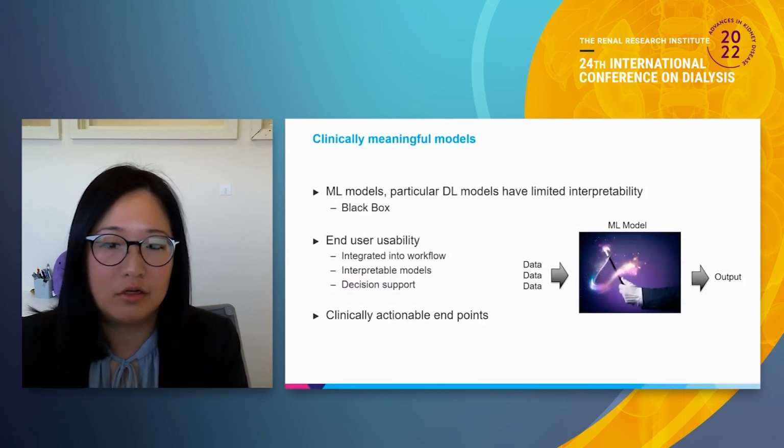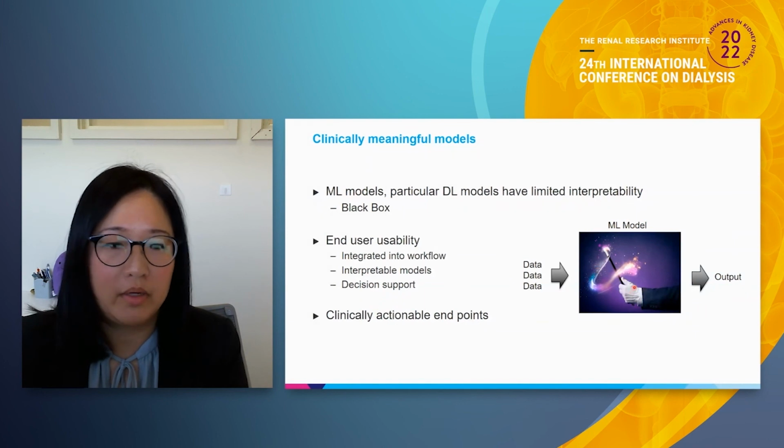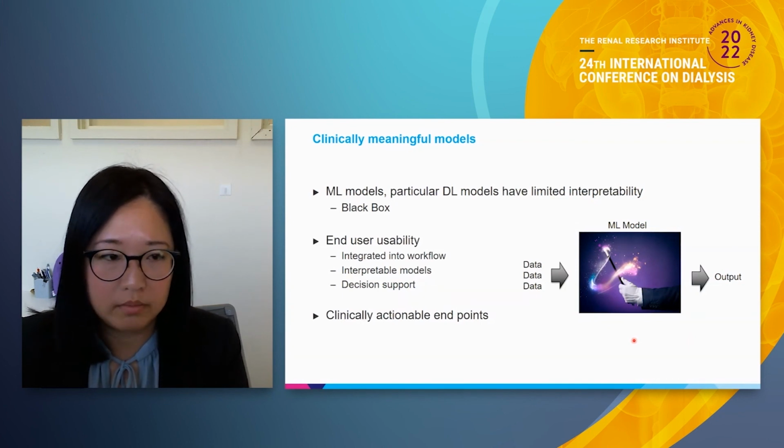It's also important that models we develop are actually going to be used. Part of that challenge is that ML models, particularly deep learning models, have limited interpretability. It's often called the black box because you put data in, the model runs, and then it generates a prediction. But what's happening and what features are contributing to the model prediction is unclear. So we need to have better ways of identifying which features are important to the model. SHAP plots, which I discussed earlier, are one of the newer tools helping to identify feature importance.